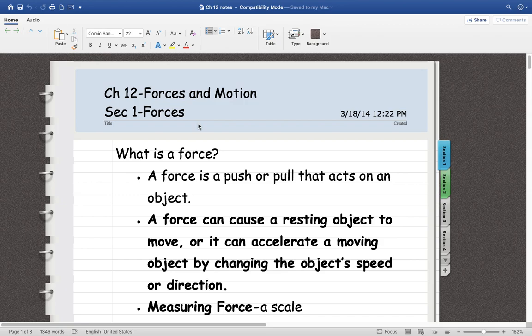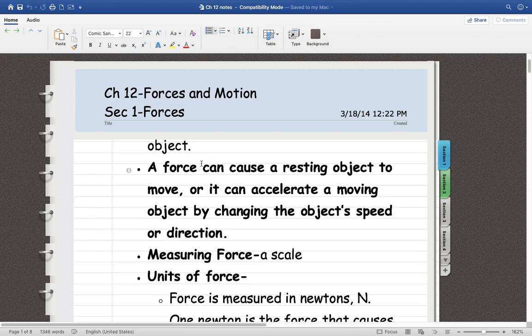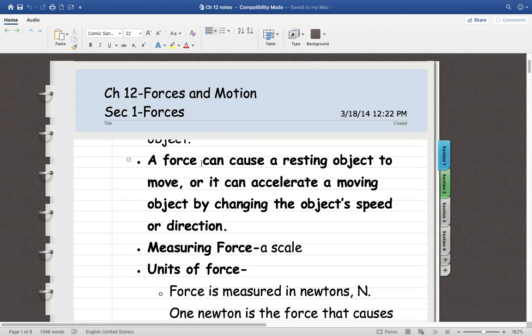What is force? Force is a push or a pull that acts on an object. A force can cause a resting object to move, or it can accelerate a moving object by changing the object's speed or direction. So, if I'm on the soccer field and a ball is just sitting here and I kick it, that's taking a resting object and making it move.